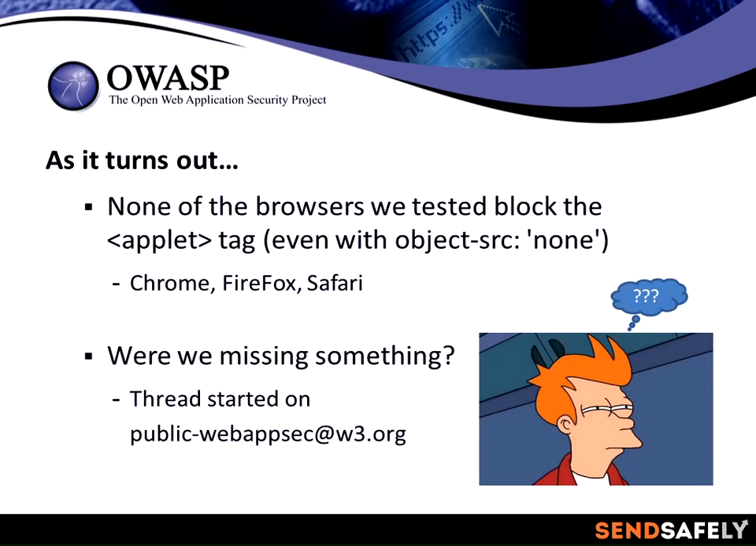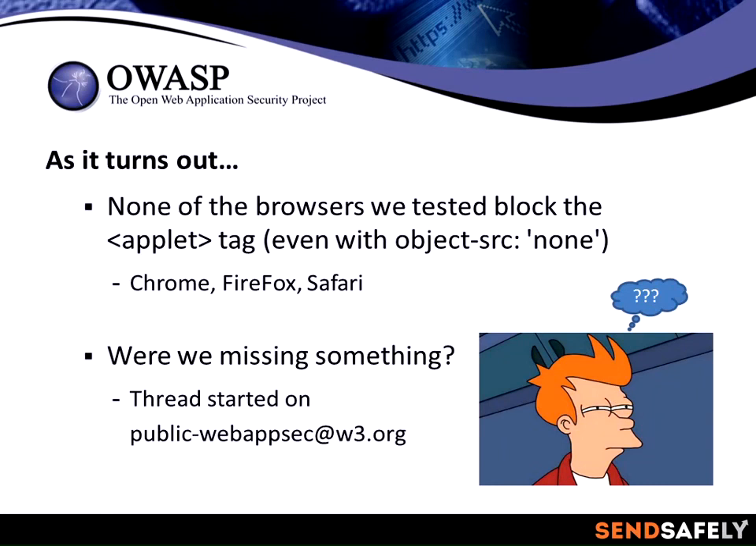So we started a thread on the public web AppSec mailing list on the W3C website. As people started chiming in that were familiar with CSP and people involved in the spec, as well as developers for all the major browsers, eventually the thread started fleshing out that this is definitely not the intended behavior and that this should not be happening. There's still, I think, a little bit of confusion as to why this is happening, and I think it was a combination of different assumptions that were made by different browser vendors.